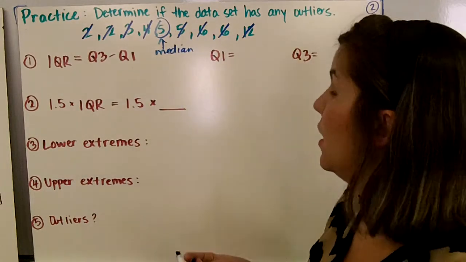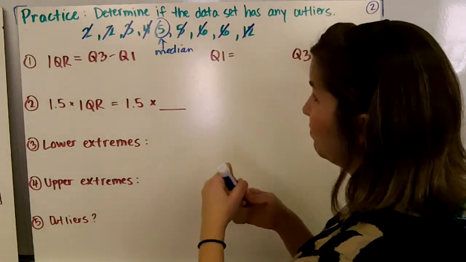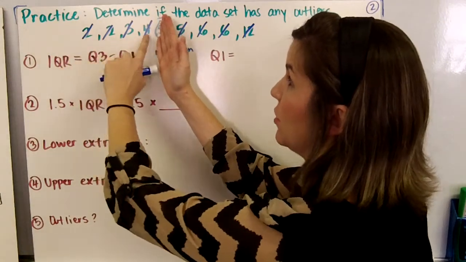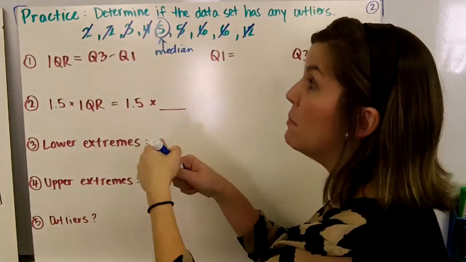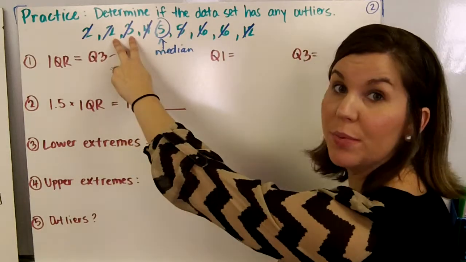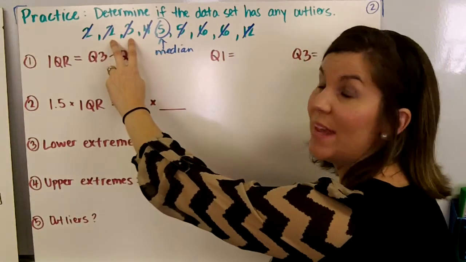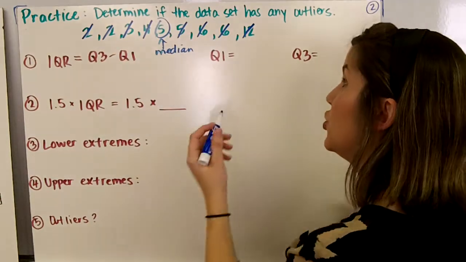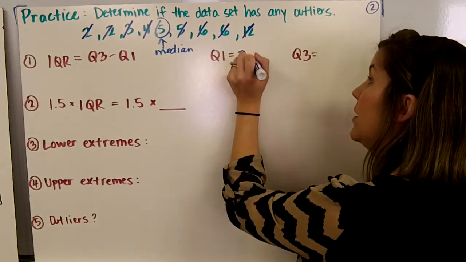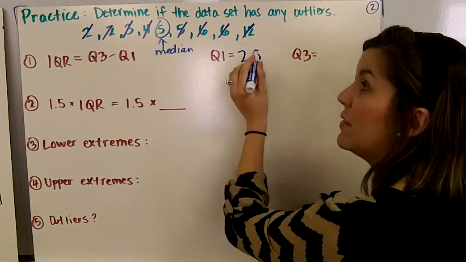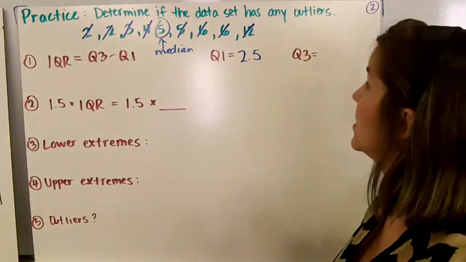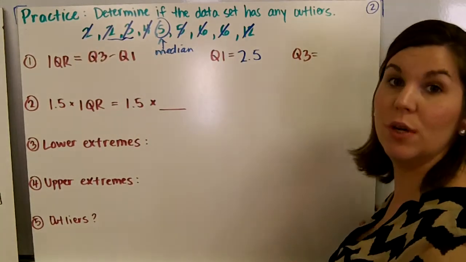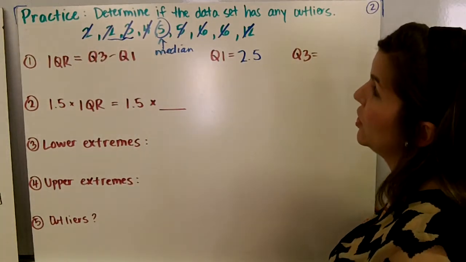And now I need to find Q1. So I'm looking at this set of data, 2, 2, 3, and 4. And the middle would be 2 and 3. So the average, 2 plus 3 is 5, and half of 5 is 2.5. So Q1 is 2.5. And we've done this in a previous exercise. So 2 and 3, the average gives you 2.5, which is Q1.